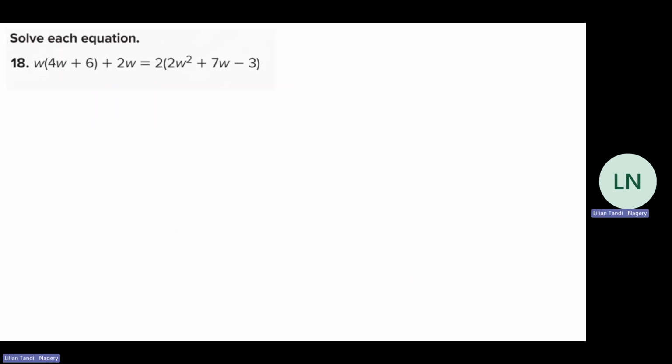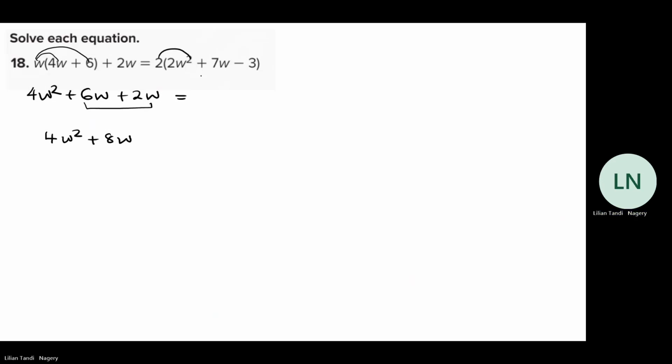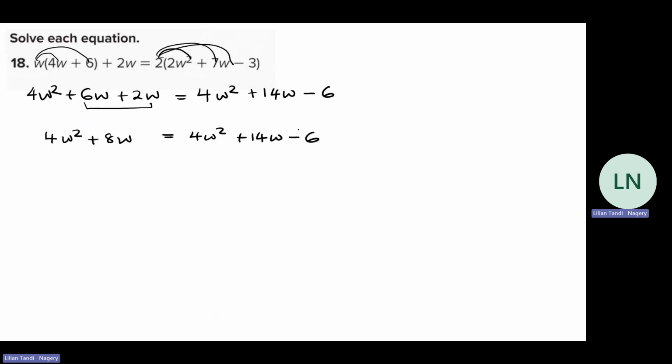Okay, so distributive property, this becomes 4w squared. This becomes positive 6w plus 2w. And these are friends, 4w squared plus 8w. Then we come here. This becomes 4w squared, positive 14w, negative 6. 4w squared plus 14w minus 6.